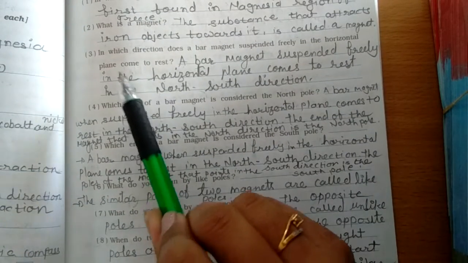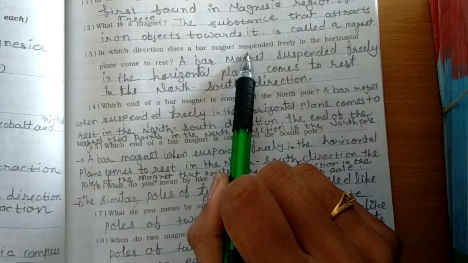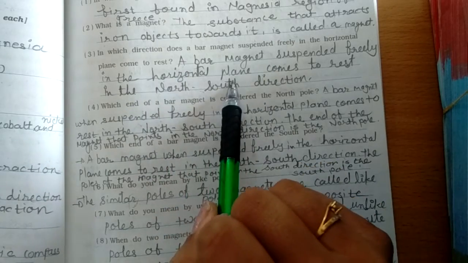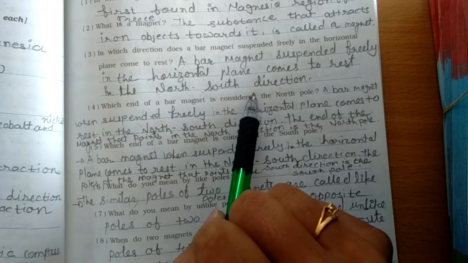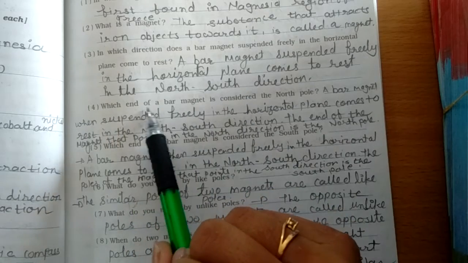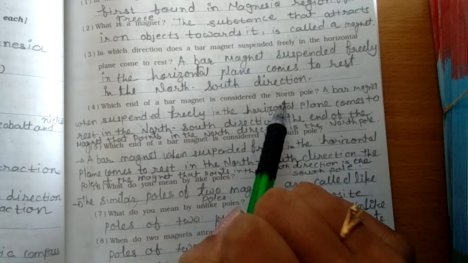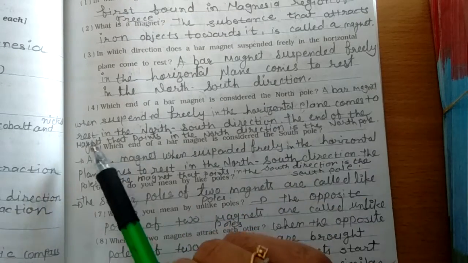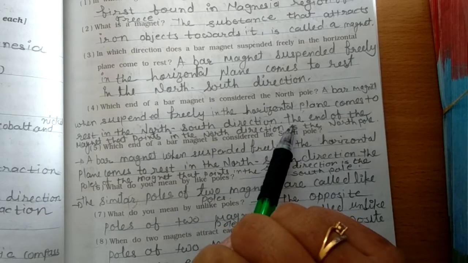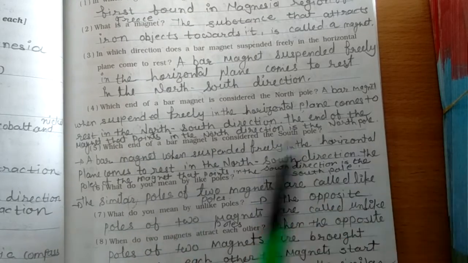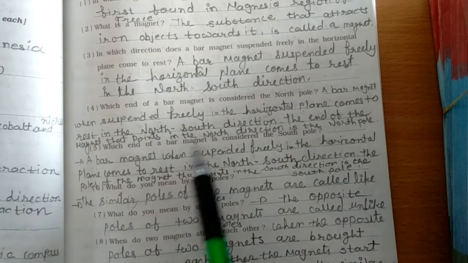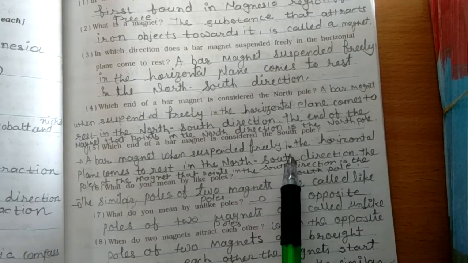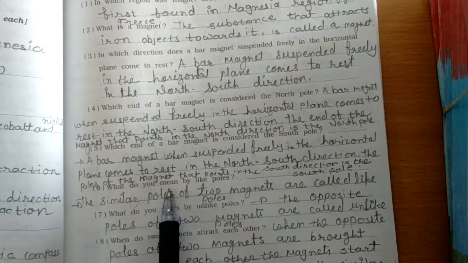Now third, in which direction does a bar magnet suspended freely in the horizontal plane come to rest? A bar magnet suspended freely in the horizontal plane comes to rest in the north-south direction. Now fourth, which end of a bar magnet is considered the north pole? The end of the magnet that points in the north direction is the north pole. If it points in the south direction, then that is the south pole, and this is the answer of question 5.